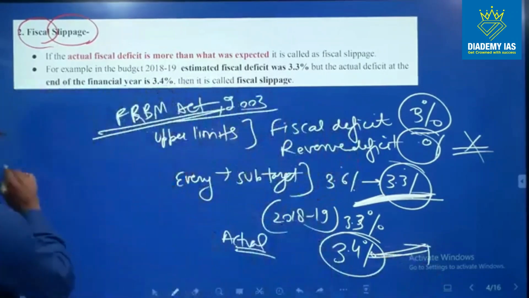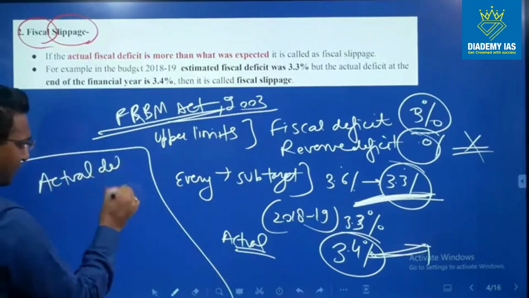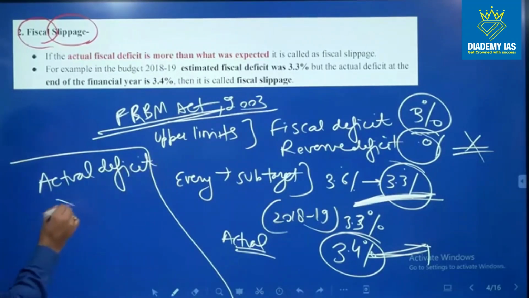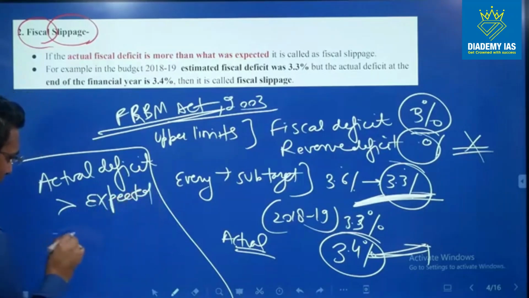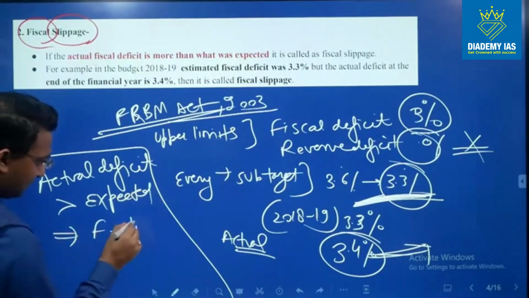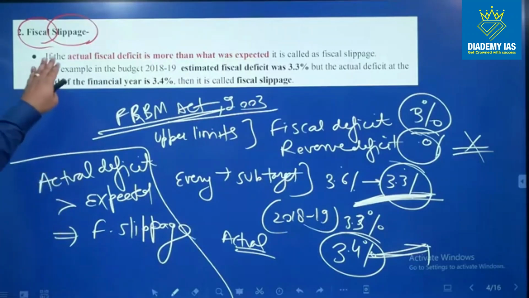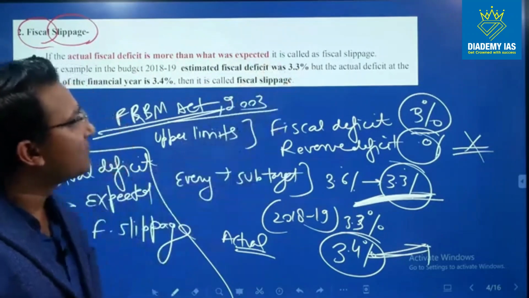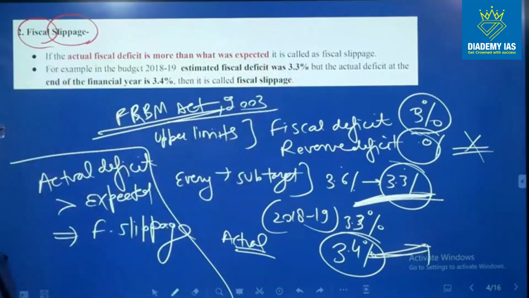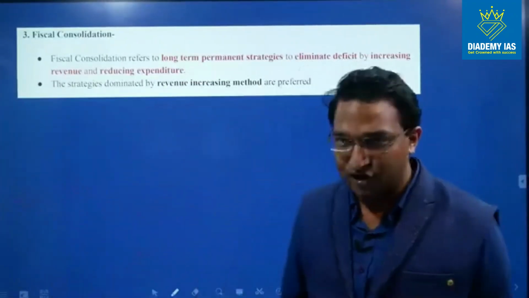So whenever the actual deficit is more than the expected or budgeted deficit, then we call it fiscal slippage. This is a very, very simple concept, right? You can see over here, if the actual fiscal deficit is more than what was expected, it is called fiscal slippage. The example has been given for the budget year 2018-19. So this is a very, very simple and direct concept.